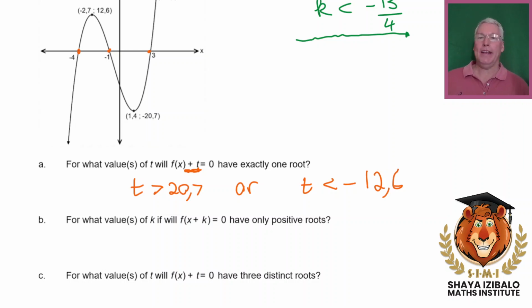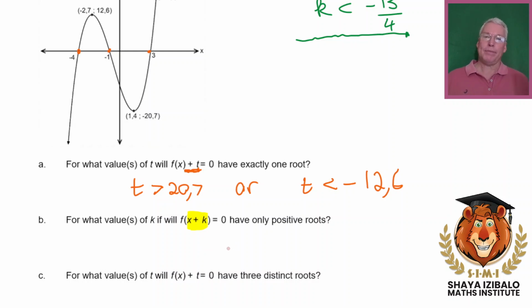Okay, the next one, look where this plus k is now. This is actually going to move the graph left or right. Now it says, for what values of k will that equation equal to 0 have only positive roots? At the moment, it's got 2 negative roots and 1 positive root. Which way would we need to move it for it to have positive roots only? That's right. We would need to move it to the right, and we would need to move it far enough right that this point becomes positive. We would need to move it more than 4 to the right.